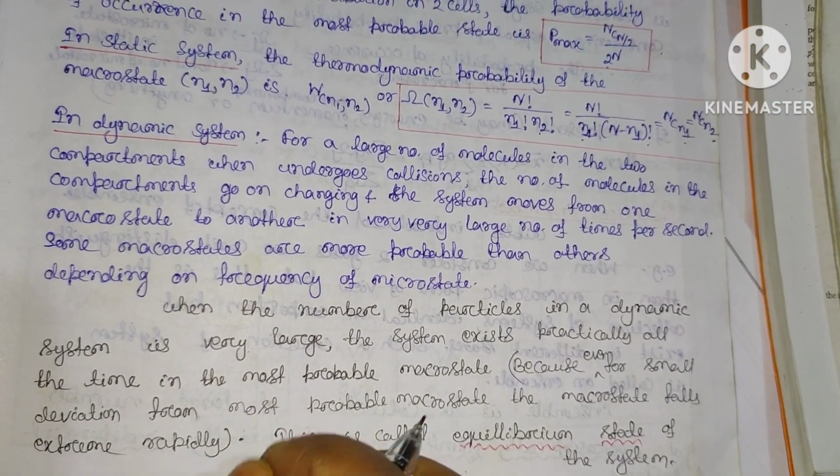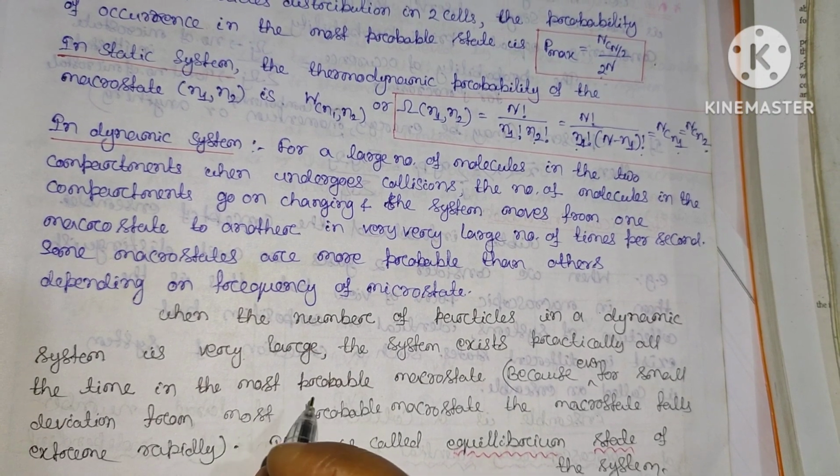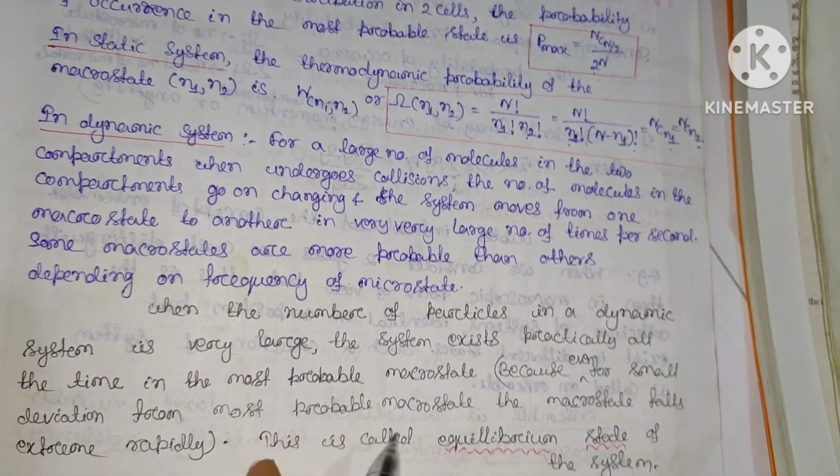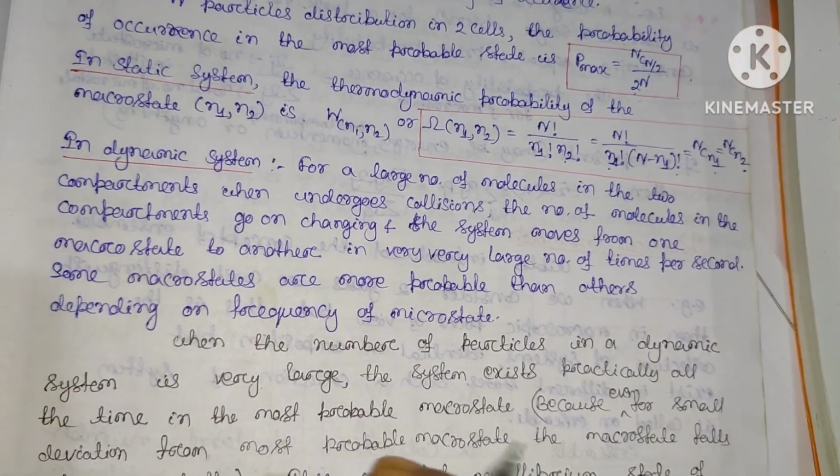In simple terms, the state where the system stays for the maximum time is called the equilibrium state of the system.